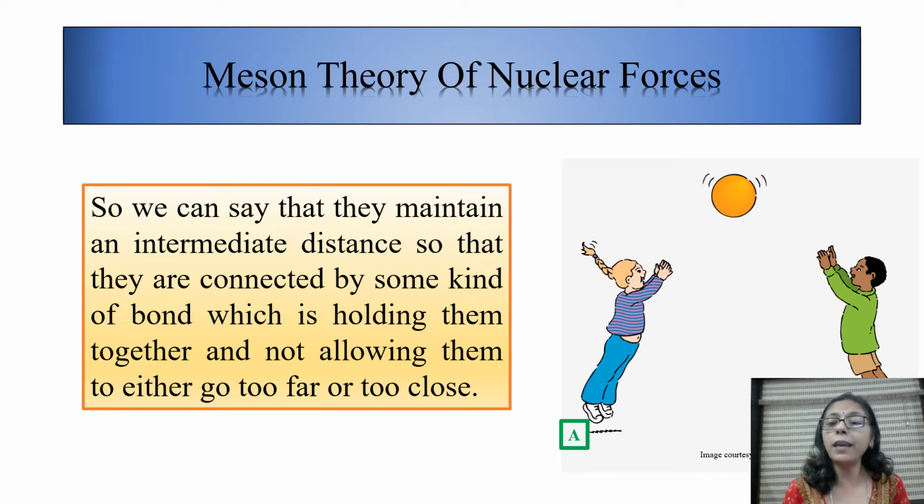So what do you say? You say that they maintain an intermediate distance so that they are connected by some kind of a bond which is holding them together and not allowing them to either go too far or too close. It's very important.